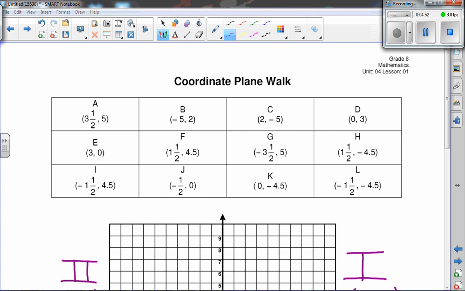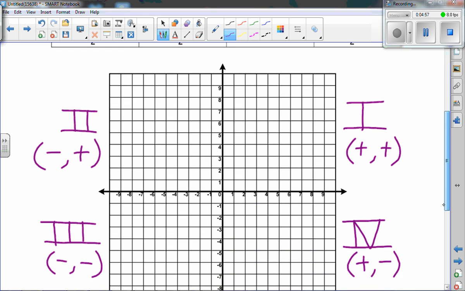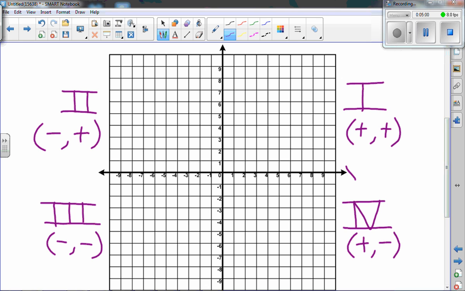All right, let's go ahead and look at our coordinate plane. I would like to label the x and y axis. Our x-axis is horizontal, and the y-axis is the vertical line. Please label this on your paper. I'd also like to label the quadrants. Quadrant 1 starts at the top right, quadrant 2, top left, quadrant 3, bottom left, and quadrant 4, bottom right.